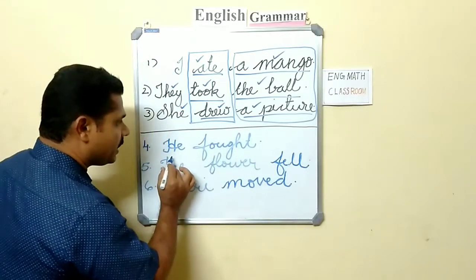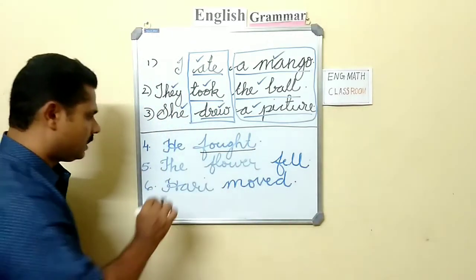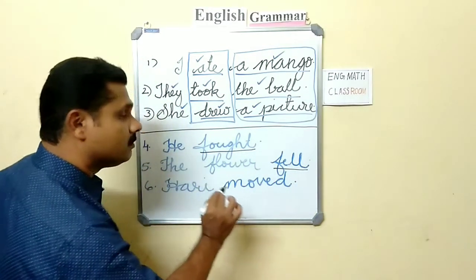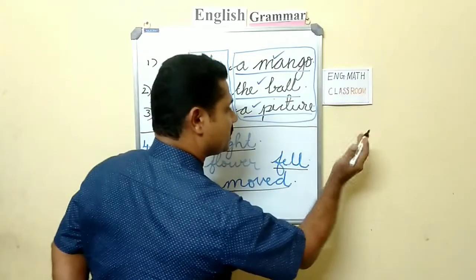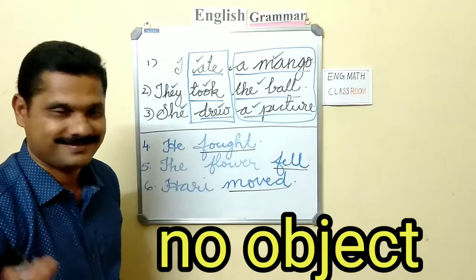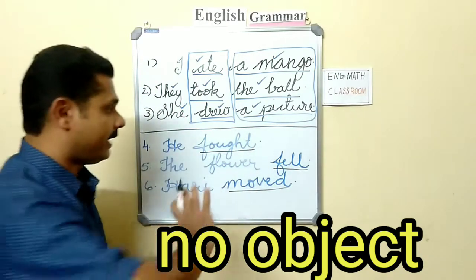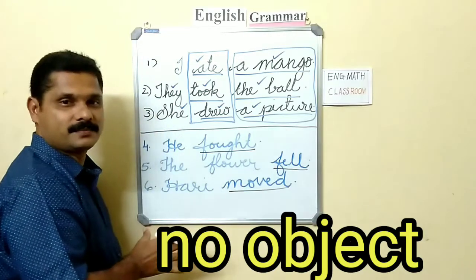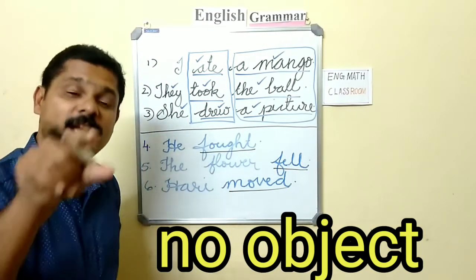Next, he fought. Let's underline the verb here. The flower fell. Fell is the verb. Harry moved. Moved is the verb. Next, after the verb, we don't find any word or continuation. All these sentences stopped with subject and verb, and there are no objects. So we understand that sentences or verbs without objects are all intransitive verbs.